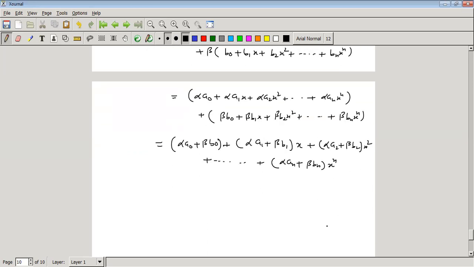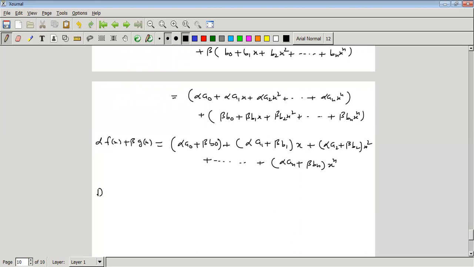So we can add the constant term with the constant term. We can combine the terms of x with terms of x. So first polynomial with second. So this becomes alpha a1 plus beta b1 times x, alpha a2 plus beta b2 times x square, plus so on, right? So this is our alpha f of x plus beta g of x.